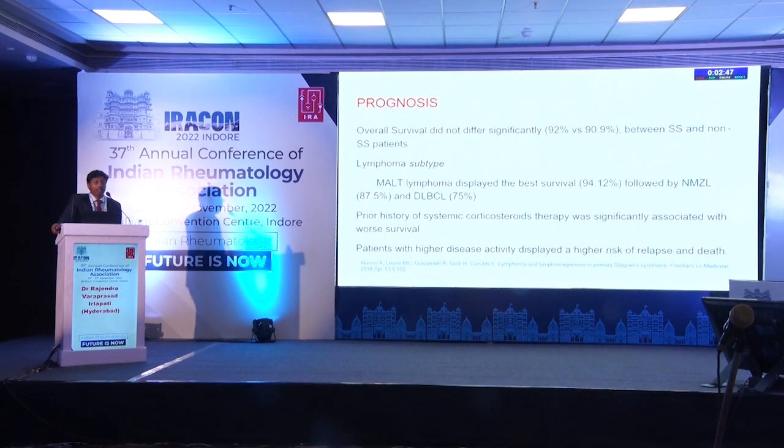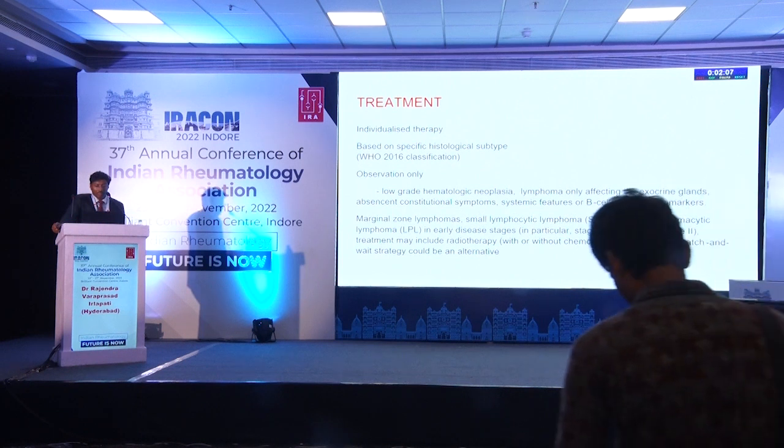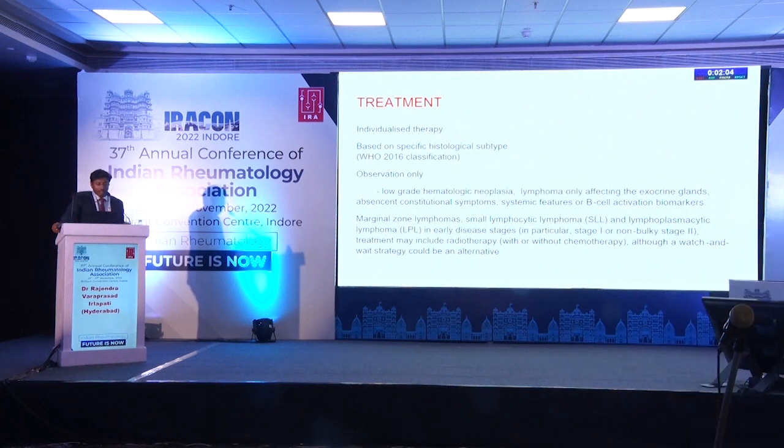So the prognosis: overall survival in Sjogren's syndrome compared to normal people is not much different, and it basically depends on the subtype. Marginal zone lymphoma has a good prognosis compared to diffuse large B-cell, and prior history of corticosteroids, active disease and immunosuppression have a poor prognosis. Treatment is individualized and depends on the subtype of the lymphoma. As I said, the marginal zone lymphomas can have an indolent course, so sometimes observation alone is enough. But for local marginal zone lymphoma, small lymphocytic lymphoma, and lymphoplasmacytic lymphoma in the early stages, that is stage 1 and non-bulky, radiotherapy could be helpful with or without chemotherapy.